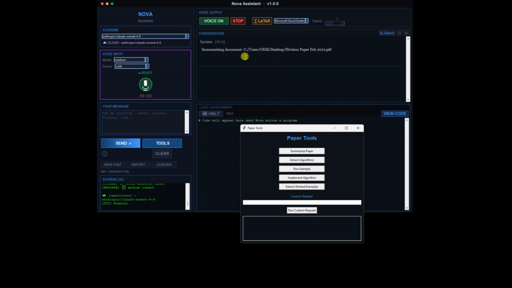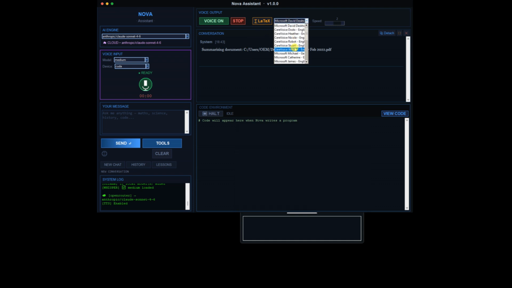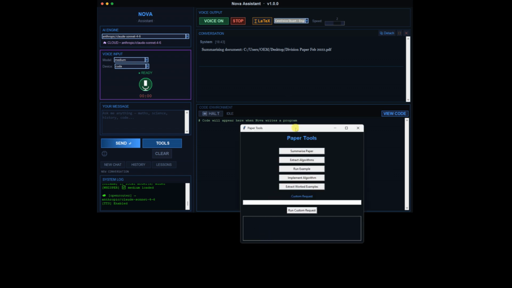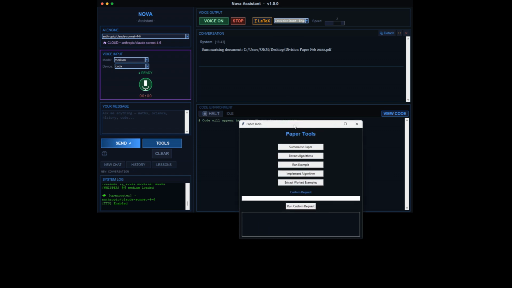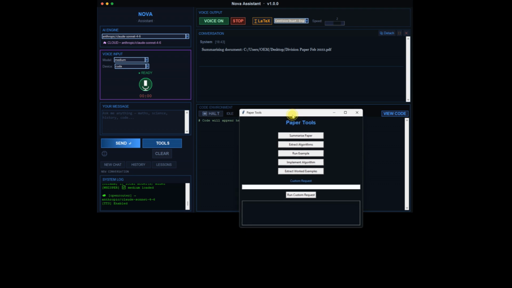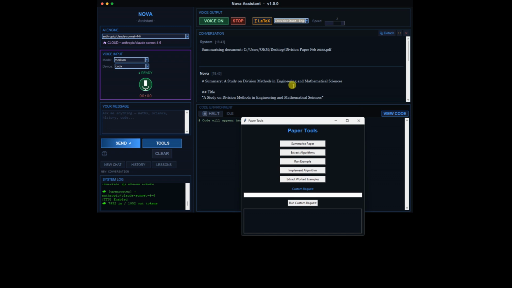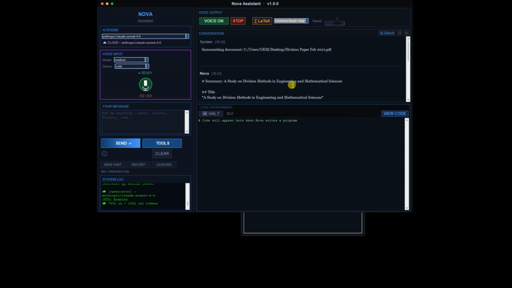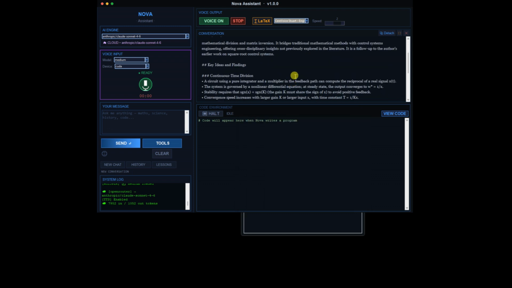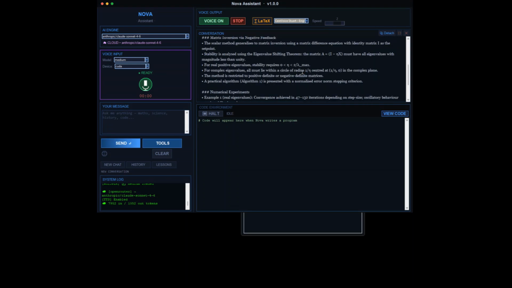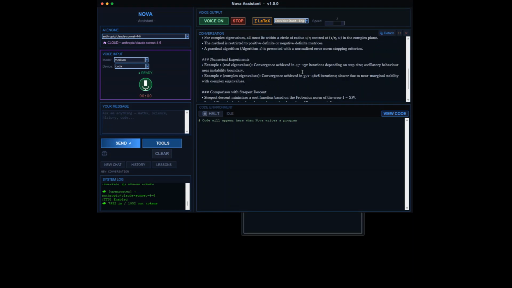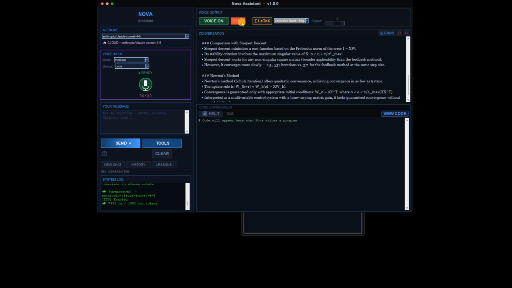First of all, it will summarize that paper, and that's quite a good thing. So, any paper you don't understand, maybe it'll summarize it for you. It'll condense it down. Summary: A study on division methods in engineering and mathematical sciences. Title: Study on Division Methods in Engineering and Mathematical Sciences. Author: T.G. Moir, School of Engineering, Computer and Mathematical Sciences.